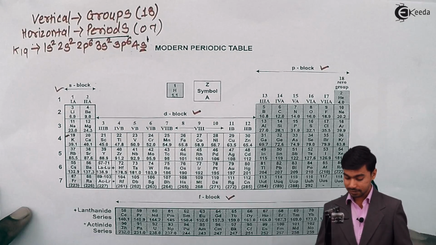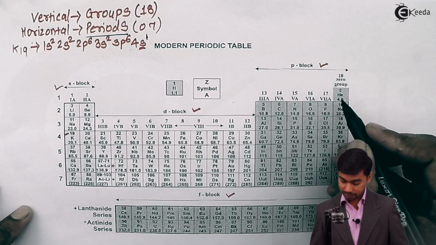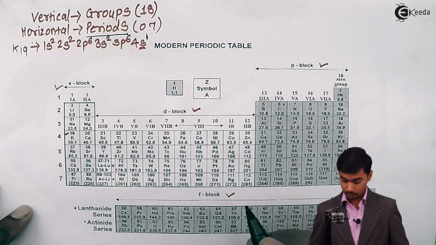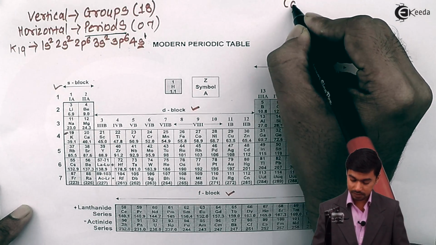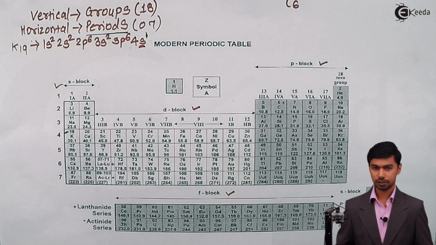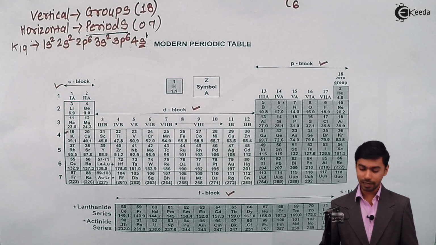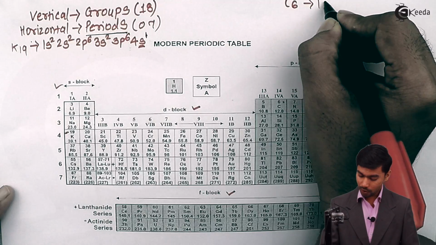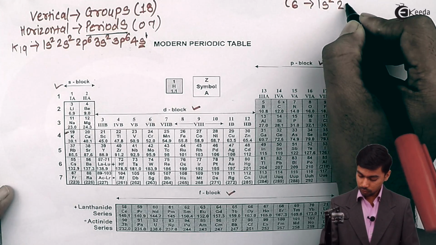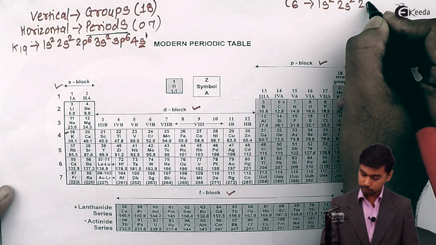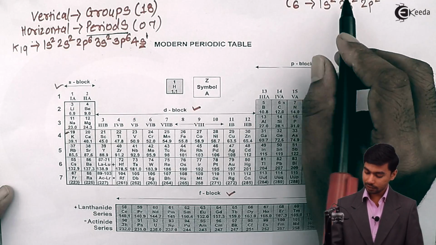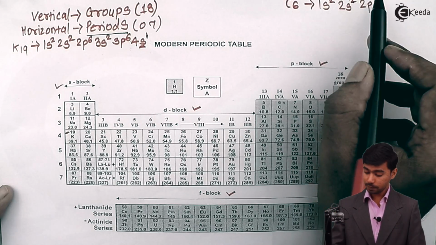Now let us take an example of p block. If we take an example of the carbon atom, which has atomic number 6, that means it has only 6 electrons. So let us go for the electronic configuration: 1s2, 2s2 and 2p2. How many are there? 2 plus 2, 4, 4 plus 2, 6.